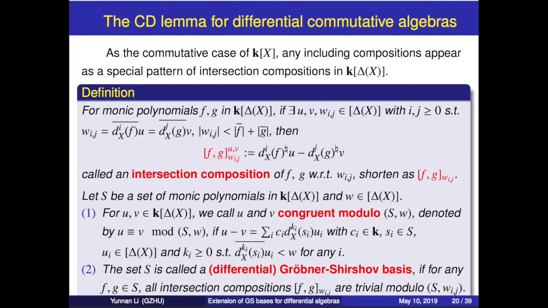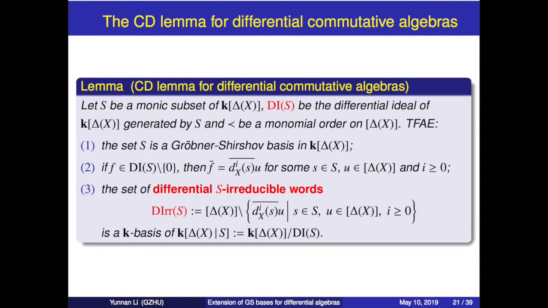And then similarly, in the commutative case, the including compositions in fact appear as a special pattern of the intersection compositions. So for the commutative case, we only need to consider the intersection composition. Then we define the differential Grobner-Shirshov basis, and the C-dilemma for the differential commutative algebras is quite similar.